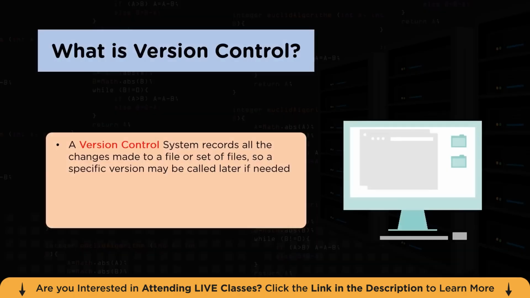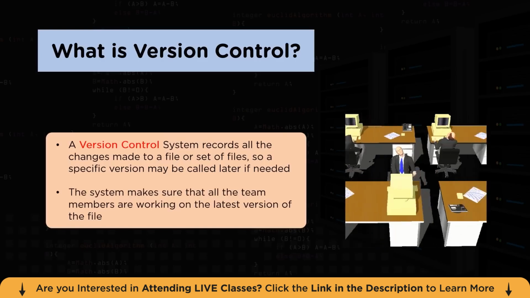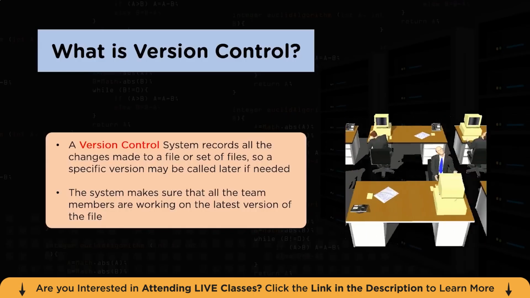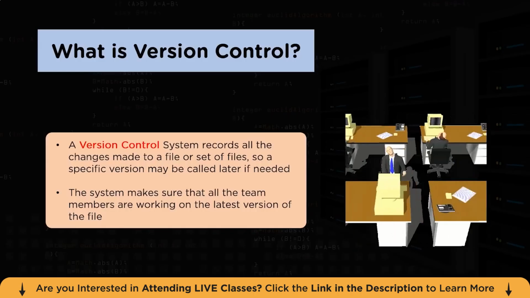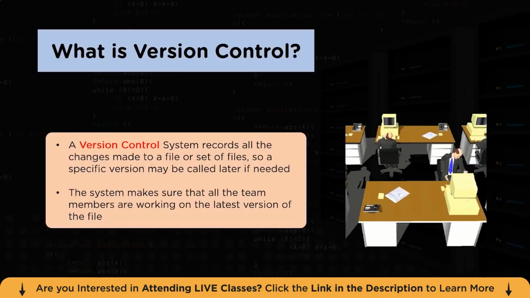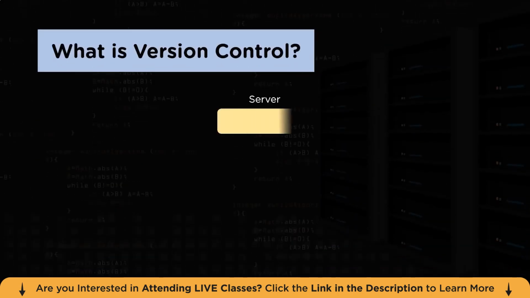It is the responsibility of the version control system to keep all the team members on the same page. It makes sure that everyone on the team is working on the latest version of the files, and most importantly, makes sure that all these people can work simultaneously on the same project. Let's try to understand the process with the help of this picture.